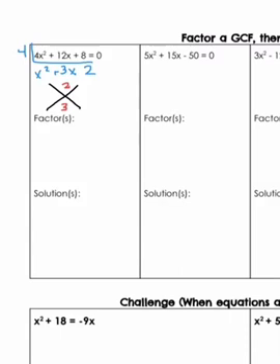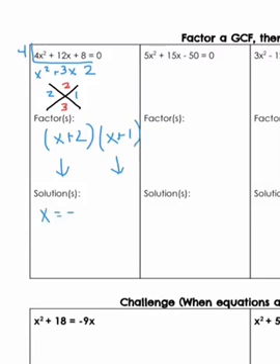So what two numbers multiply together to be 2 and add to be 3? Those two numbers are 2 and 1. So your factors are x plus 2 and x plus 1, which means your solutions are x equals -2 and x equals -1.